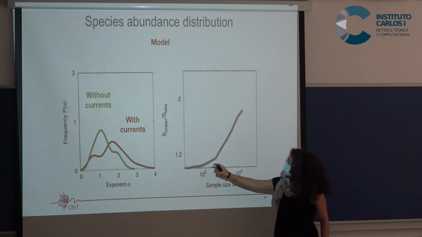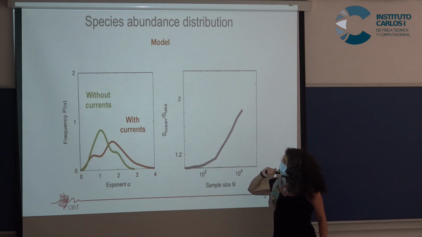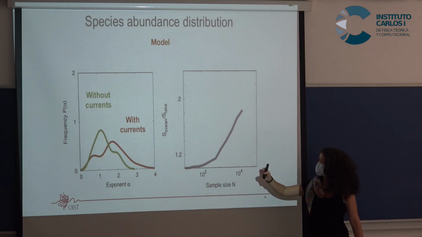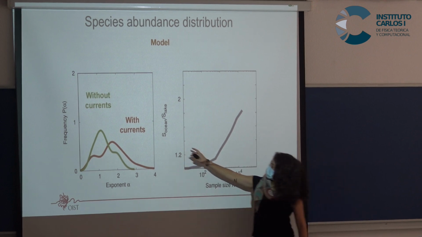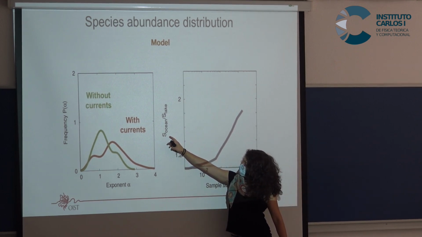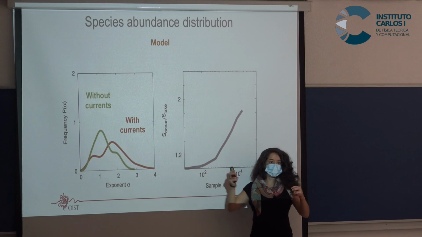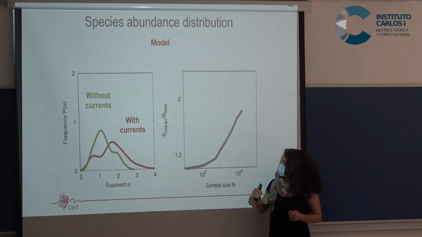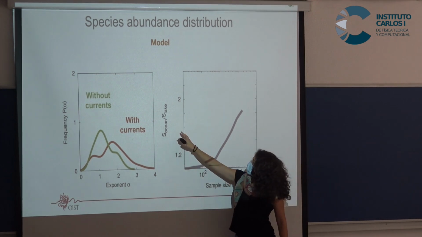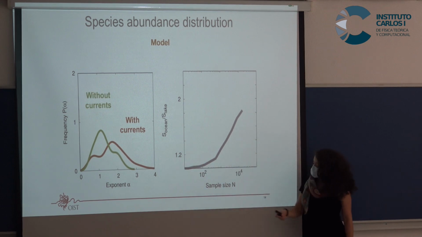So we also measured another diversity pattern, that is basically the number of species against the sample size. We see that with currents, the number of species is higher than for lakes, that is, systems without currents, and it grows in this way with the sample size.